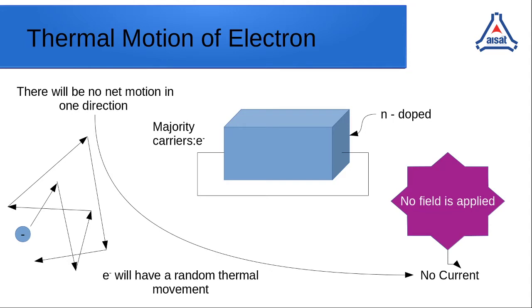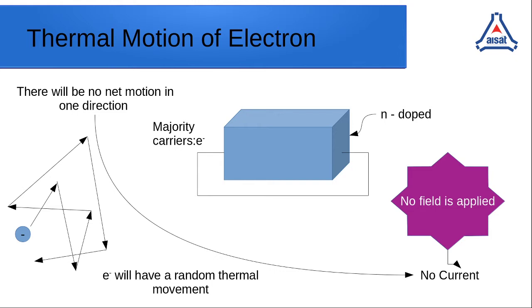Now let's take an example of a semiconductor wafer, say a silicon wafer, a cube as shown in the figure, doped with N-type impurities. So we have an N-type semiconductor in our hand. Since it's an N-type semiconductor, the majority carriers are electrons. And as you see in the figure, it is not connected to any external voltage source, so there is no field applied to it. Since there is no field applied, there will not be any current.